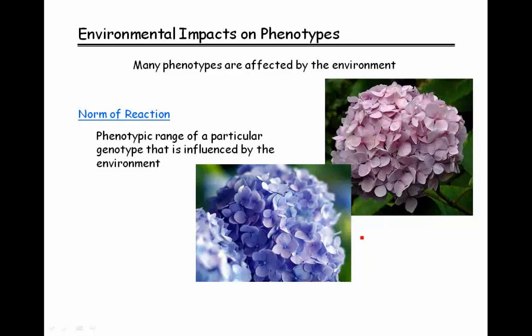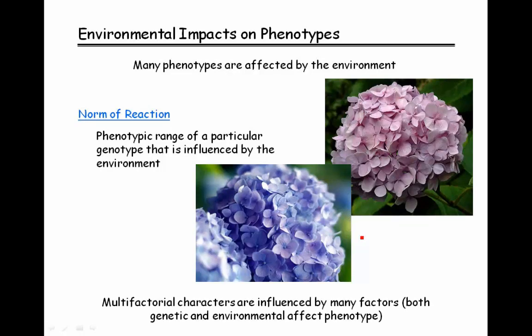Height is another good one. You may have very tall parents, but if you are malnourished, you're probably not going to get to the top of your height potential. But if you have very good nutrition, then you probably will get to the top of that height potential. So we have what are called multifactorial characters, and these are things that are influenced by many factors. They have both genetic components and environmental components, and those interact together to produce the phenotype.